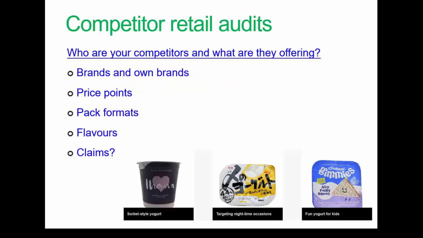Okay, competitor retail audits. Now, as well as looking in Mintel for key data and possible justifications for your product, you can do a general search online, maybe look in supermarket websites to find out about prices and packaging formats. Now, claims, I'll put a question mark, refers to specific health and nutrition claims. I'll do a separate lecture on that later in the module.